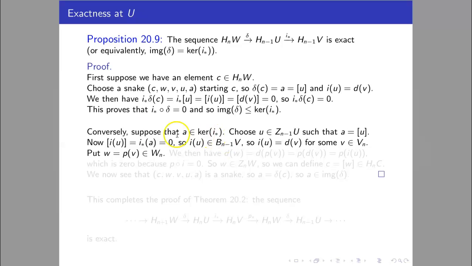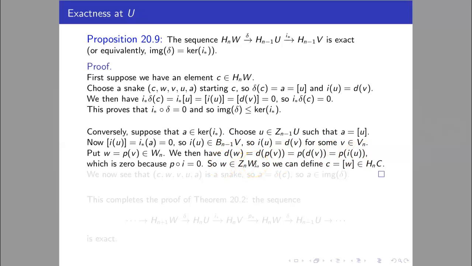So now we're going to define our little w to be P of V, so that's now an element of Wn. And if we look at dW, that's the same as dPV, just by the definition of W, which is the same as PdV, because P is a chain map, which is the same as PIU, because of this equation here. But remember, I and P form a short exact sequence, so in particular P composed with I is just a 0 map, so this PIU is just 0. So we see that dW is 0. That means that W is a cycle, and so it's meaningful to define C to be square bracket W. That's a class in HnC.